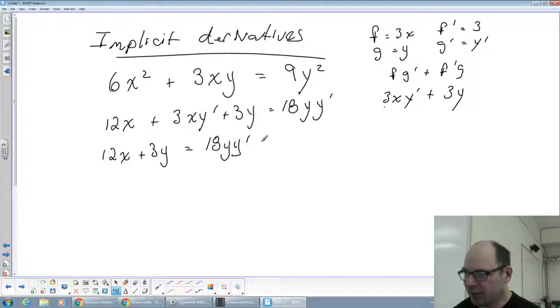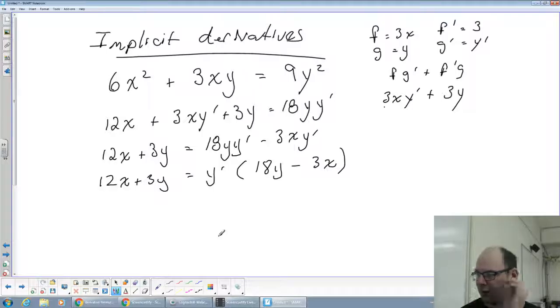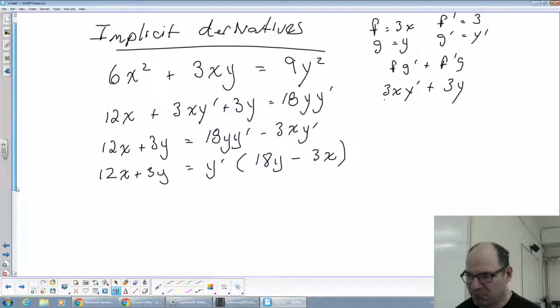So I'm subtracting 3xy prime. Okay, then I have to factor the y prime out on that side. Take the y prime out, and we got 18y minus 3x. Okay, we can see a common factor that's going to come out. Then we divide both sides by this bracketed term.